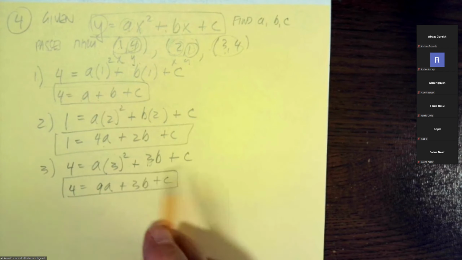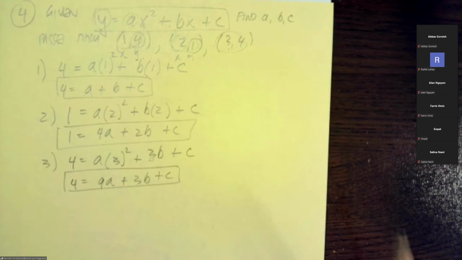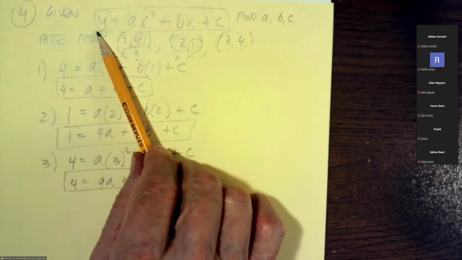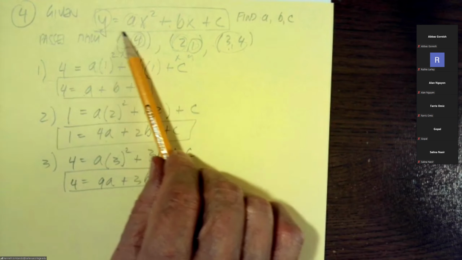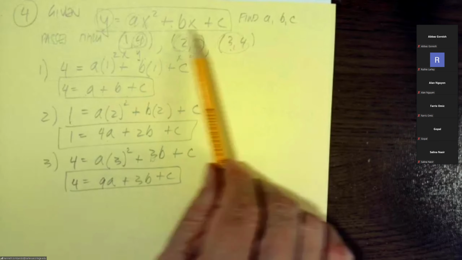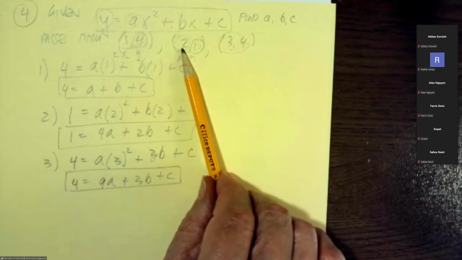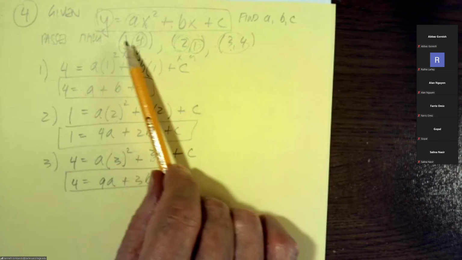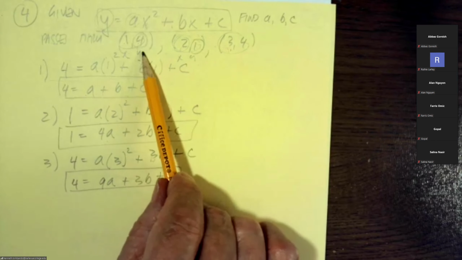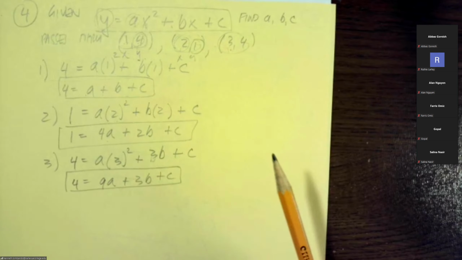So you'll notice then that this gives us 3 equations with 3 unknowns, a 3 by 3 matrix. And we were given this in a different way. We were saying we have an equation y equals ax squared plus bx plus c, and we're given 3 solutions. That is to say, it passes through these 3 points. So we substituted x and y and developed 3 equations.